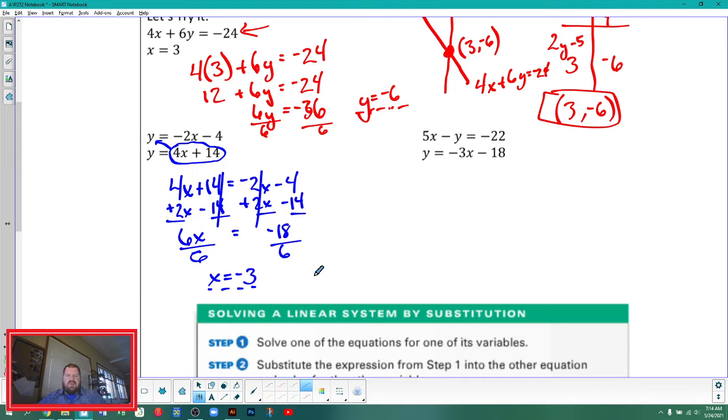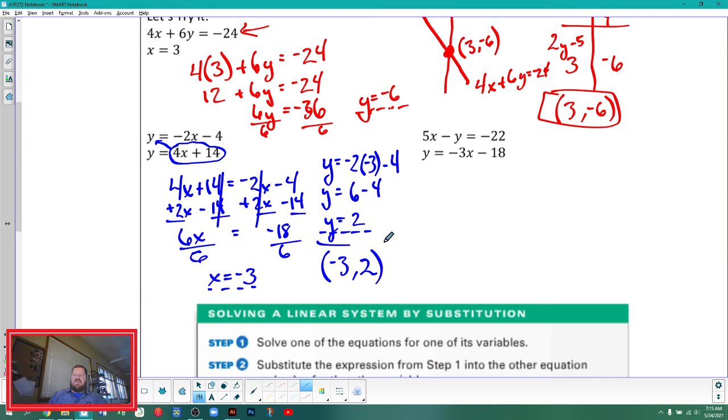And so pick whichever equation you think works best. I'm going to pick the top one. And I'm going to put negative 3 in for x. Negative 2 times negative 3, minus 4. Negative 2 times negative 3 is going to be positive 6, and positive 6 minus 4 is going to give me y equals 2. And so that's another half answer. Bringing both those two together, I get negative 3, positive 2 is where these two lines cross.